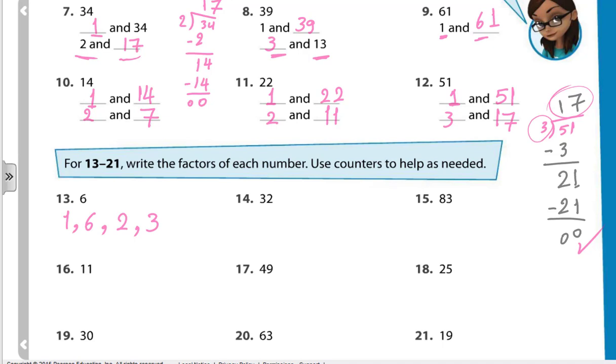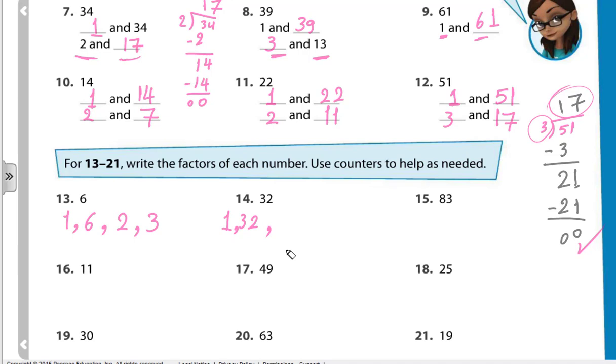So, can you help me to solve question number 14? Go ahead. Start with 1. 1 multiplied by 32 equals 32. 6 multiplied by 6 is 36, not 32. But you should go 1, 2, 3, then 4, 8.